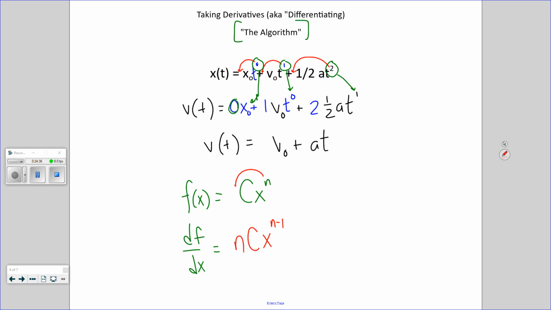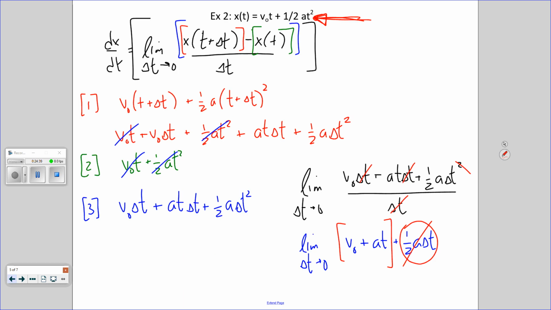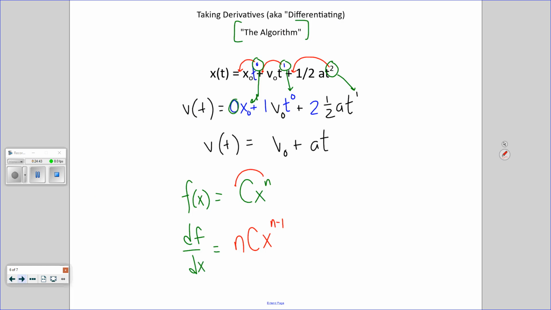Sure, you can take derivatives the long way if you'd like, but it's a little bit of a mess, right? What you can do instead is apply this algorithm that works for lots of kinds of functions, not all of them. It doesn't work for sines and cosines. It doesn't work for exponential functions. Sorry, it doesn't work for special kinds of exponential functions. But it works for lots of functions. So here's what you should do.